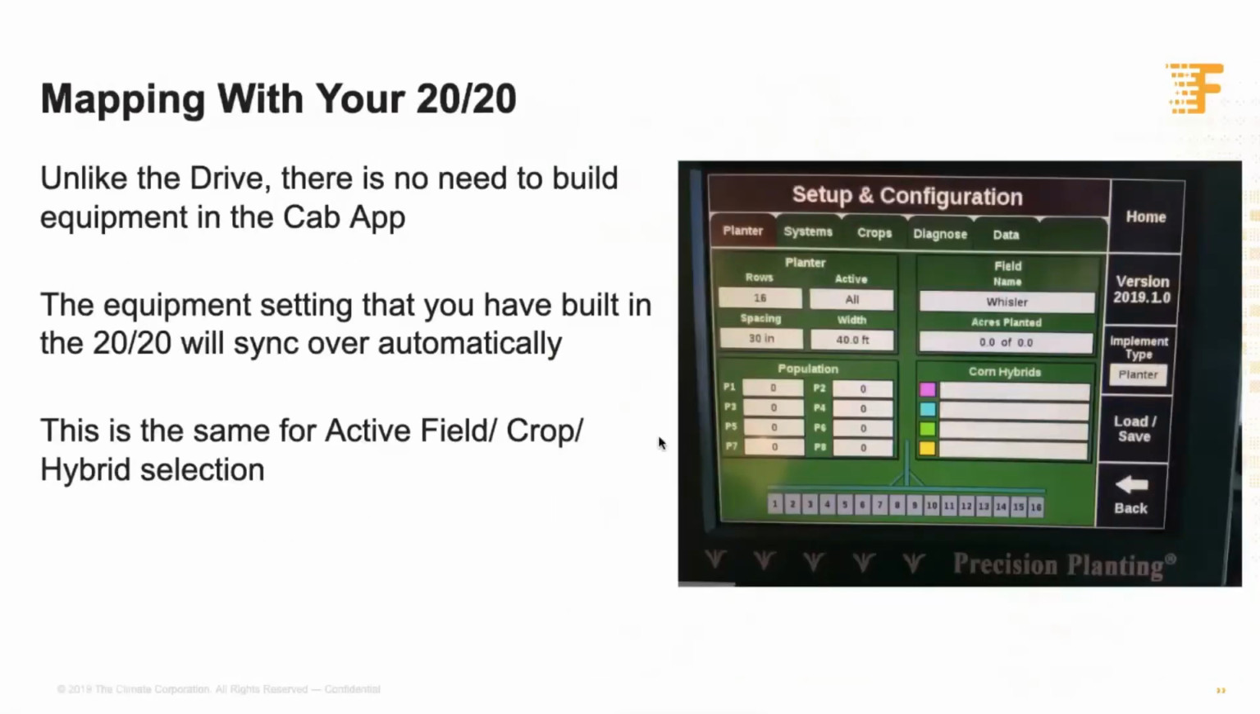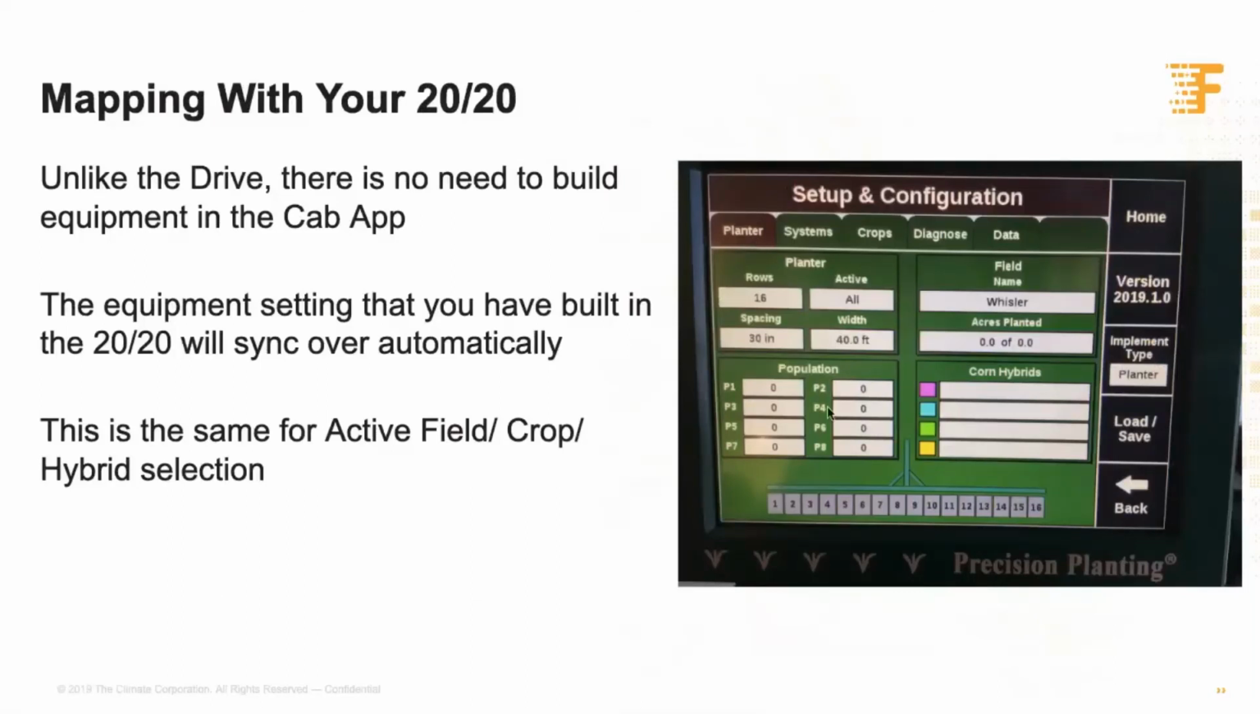Mapping with your 2020. Like we did before with the drive, we had to have equipment built so that Cab app knows what you're connected to. In this situation, you do not have to build equipment in Cab app. Whatever settings you have set up in your 2020, so your planter setup that you have in there, is going to sync over to your Cab app. So that's automatically coming over, no need to build that in Cab app.